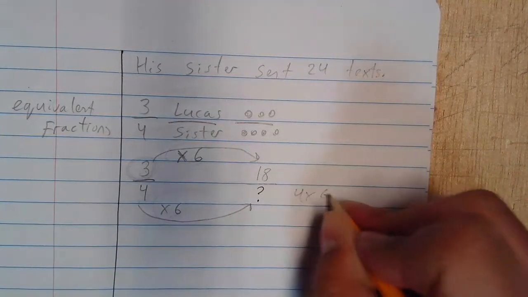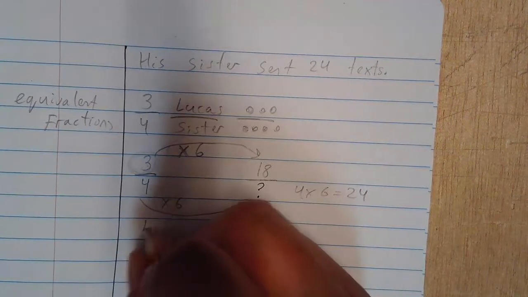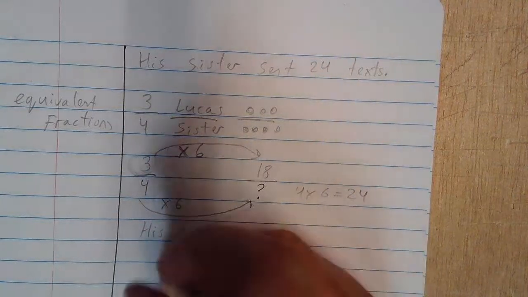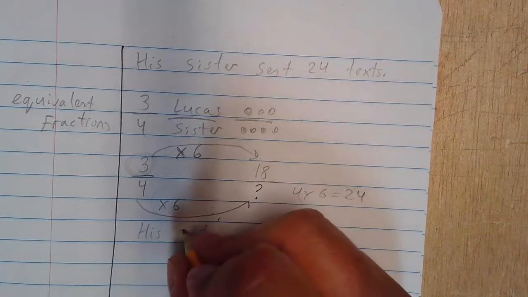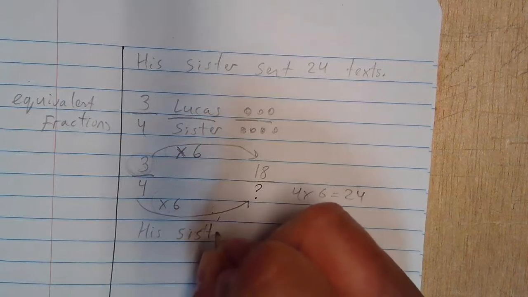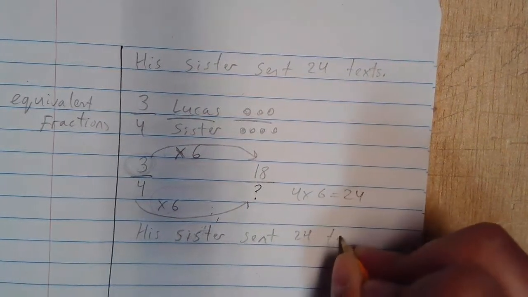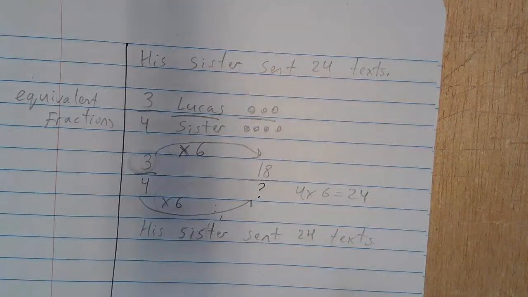Oh. His sister sent. You ever do that? You're writing a sentence and you skip a word. You think it in your head, but you don't write it down. His sister sent 24 texts. And that's it. Again, you use whatever method you like. Both are equal in my eyes. You just do whichever one works best for you.